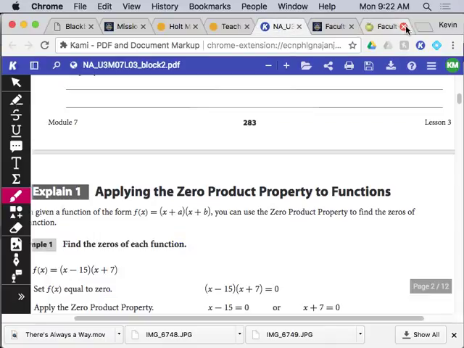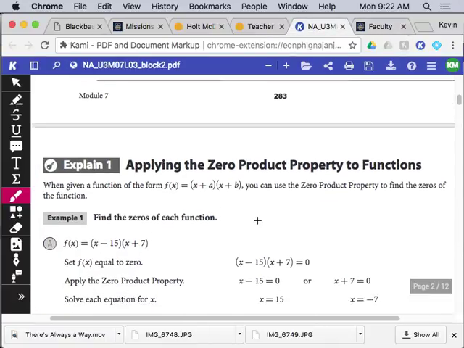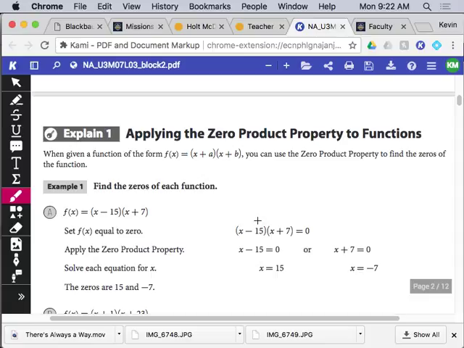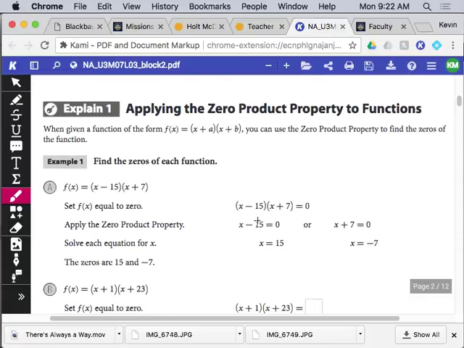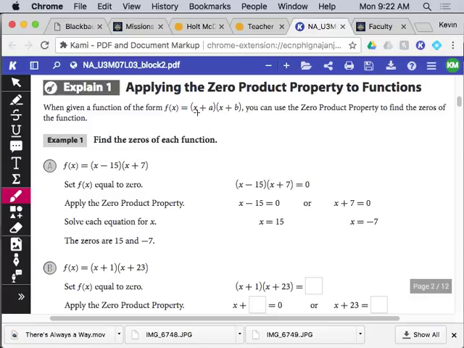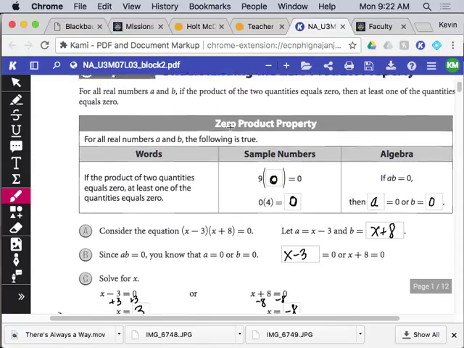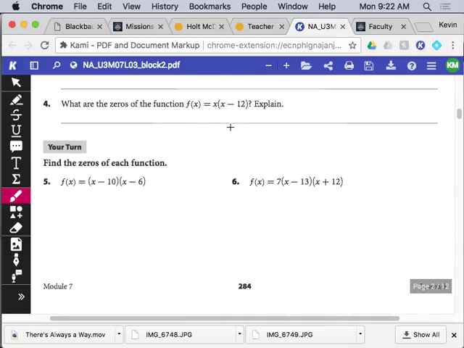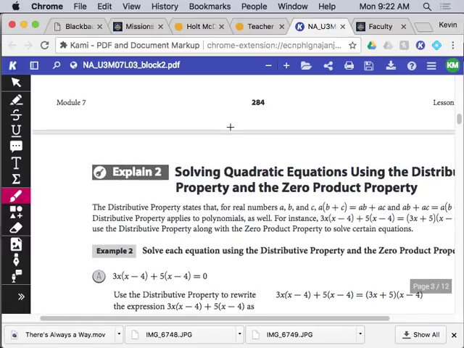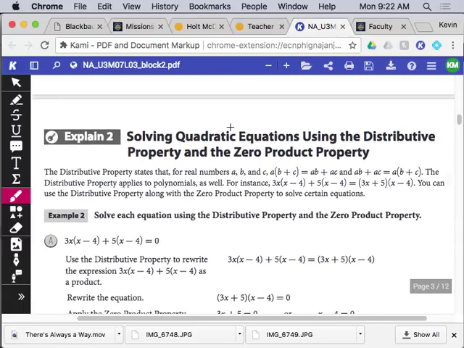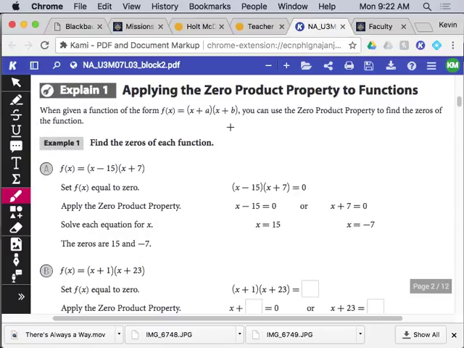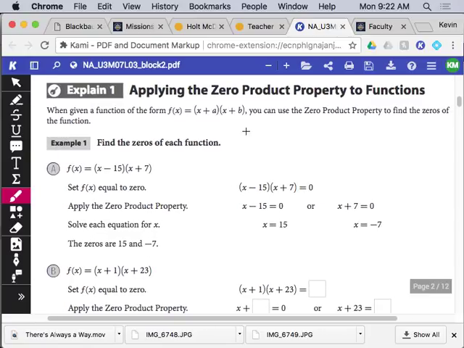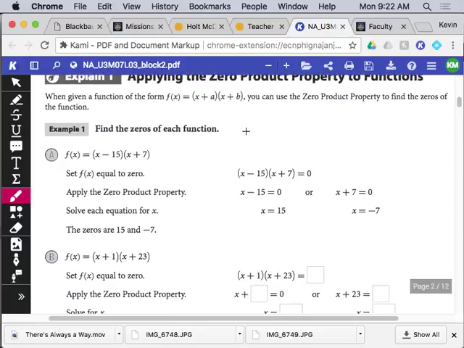So, applying the zero product property to functions. Guys, this is pretty straightforward, okay? When given a function of the form f of x equals x plus a times x plus b, you can use the zero product property to find the zeros of the function. Okay? So you can use the zero product property to find the zeros of the function. Guys, this is pretty straightforward.